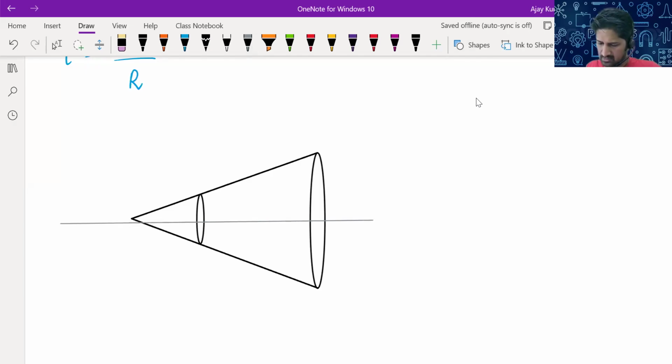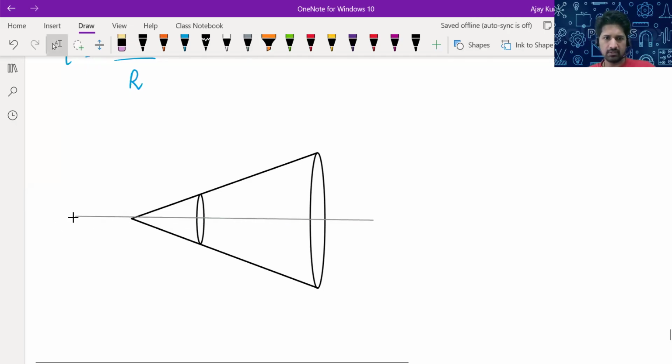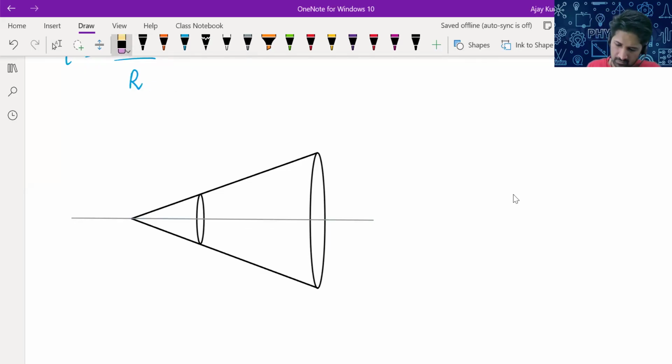Suppose there's a cone like this and we cut out some part of it near the vertex of the cone. If you cut out some part of it near the vertex of the cone, let's say this part has been cut out. You can still visualize the complete cone, but that part doesn't exist now.